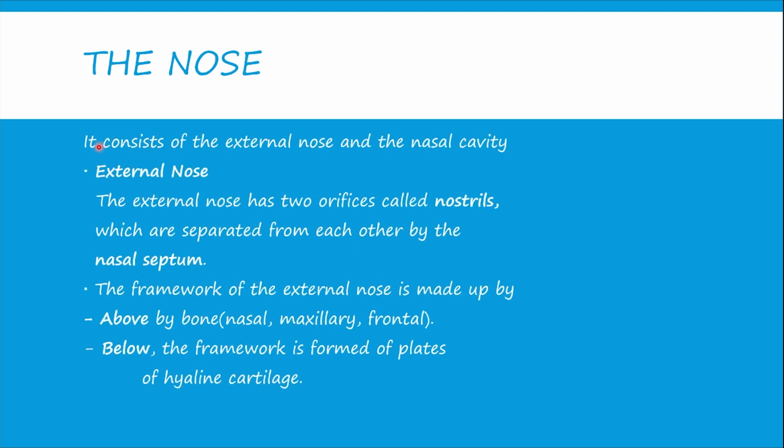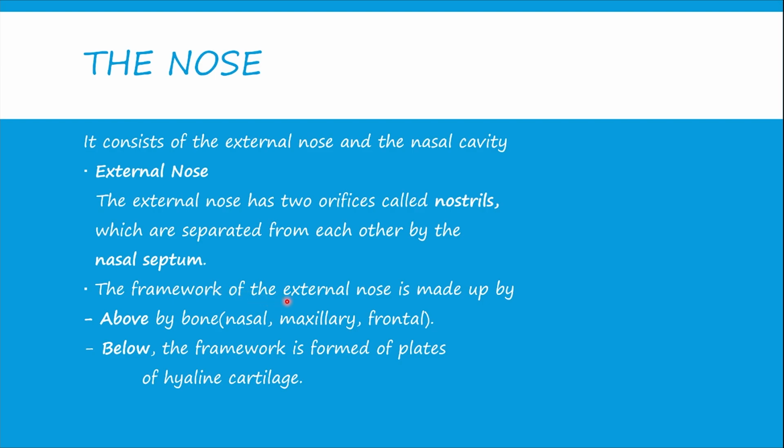So let's start off with the nose. The nose consists of the external nose and the nasal cavity. The external nose has two orifices, or openings, in the front of the nose that every human has. They are called nostrils. They are separated from each other by the nasal septum.